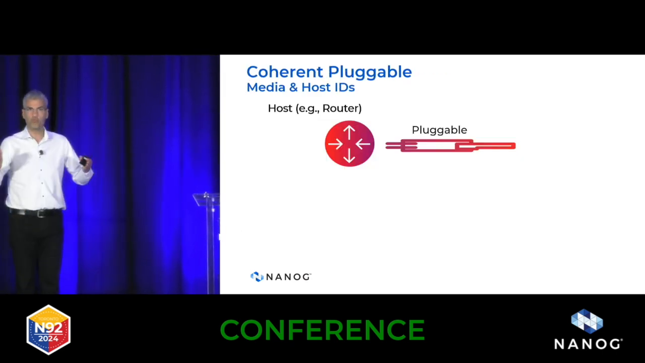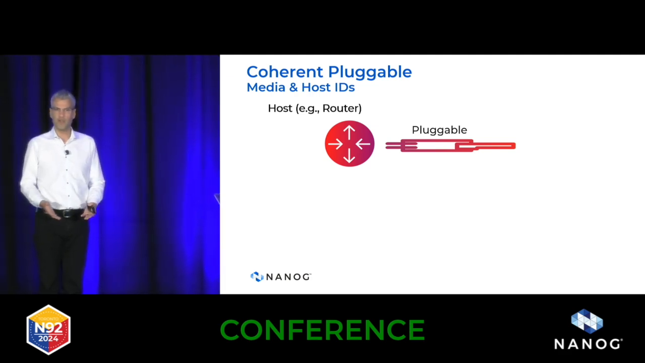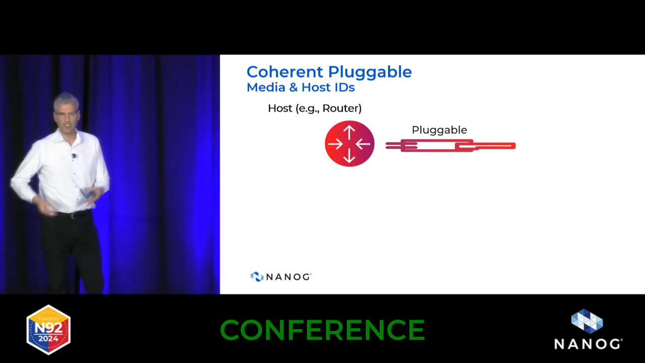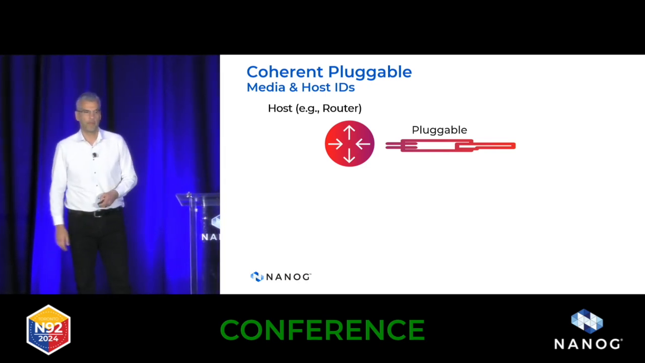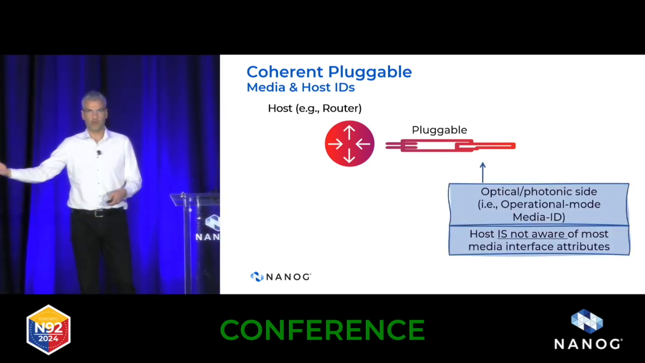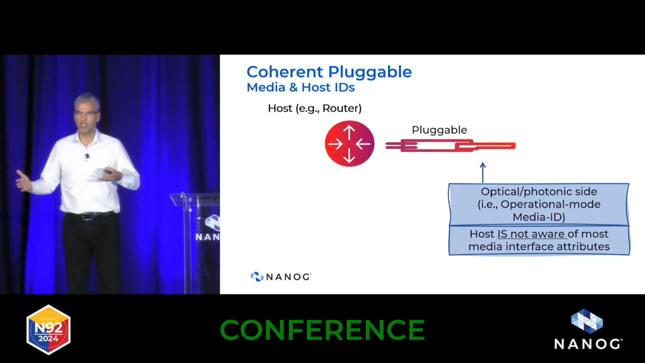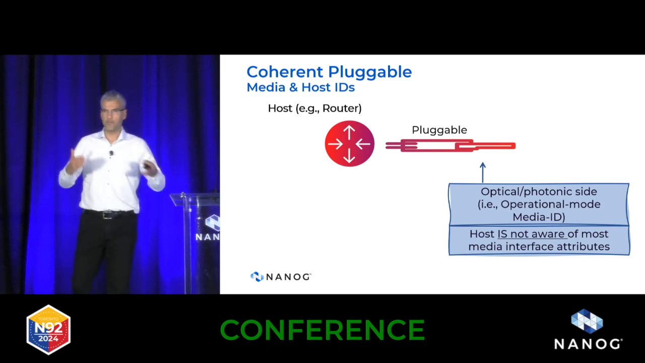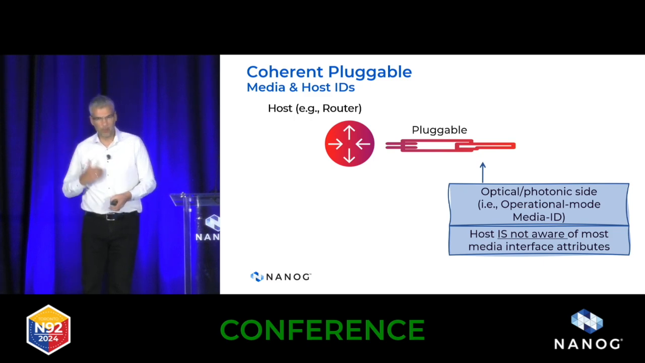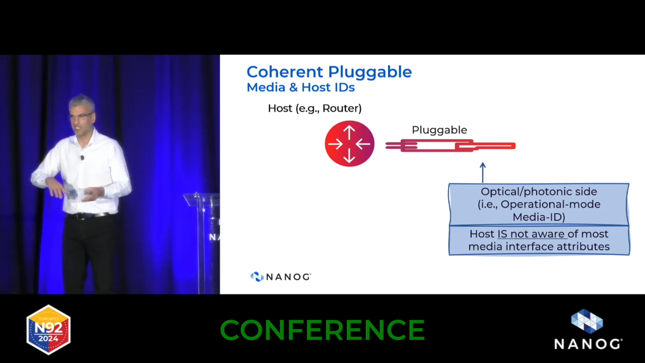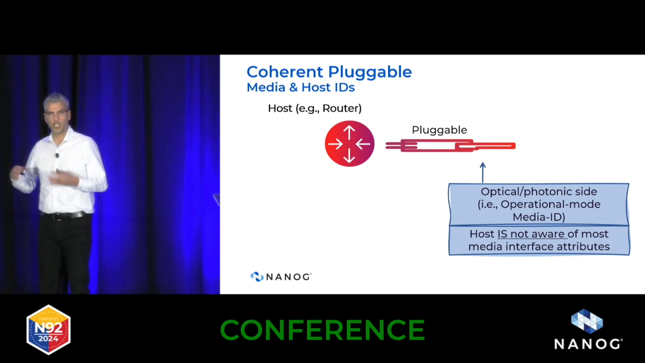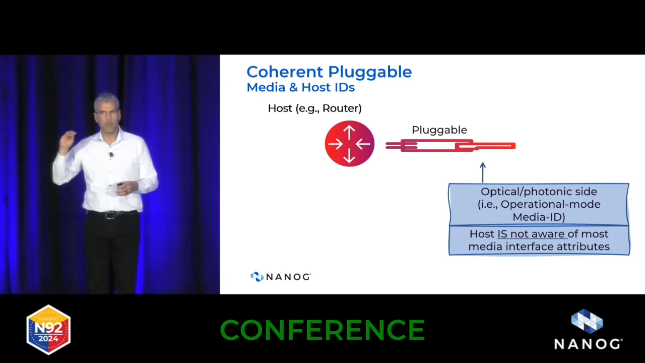So now we start from the pluggable itself. When we talk about the pluggable, it's an entity which goes to the router. We just discussed that. It has 2 sides, or 2 personalities. One side is the optical photonic characteristic. You might have heard about operational ID, media ID, depending on whether you are familiar with this from, let's say, the OIF perspective or not. These are various terms that you might have heard about.